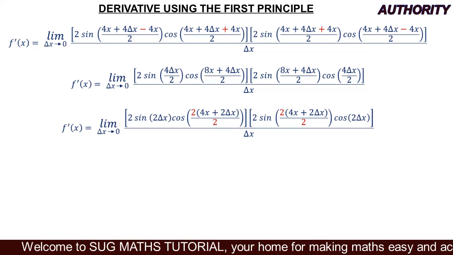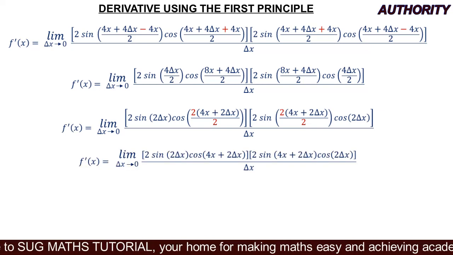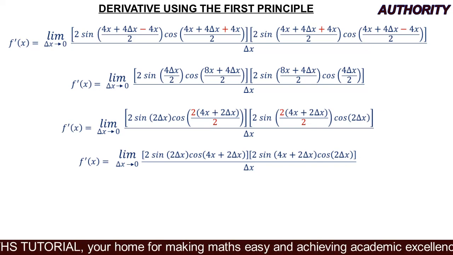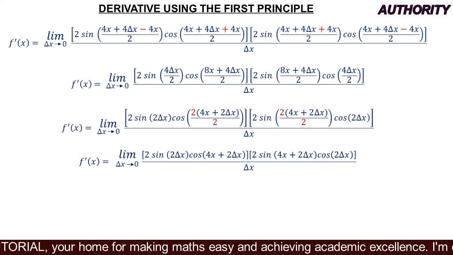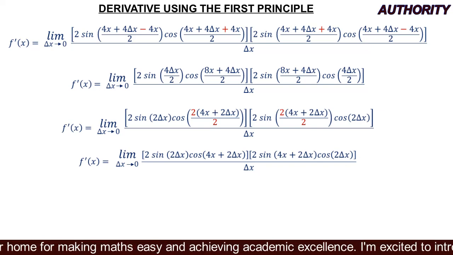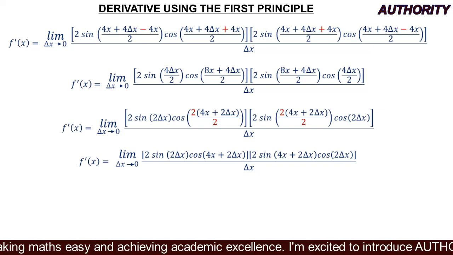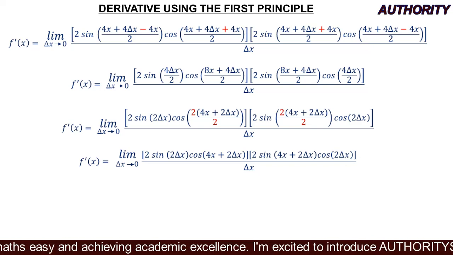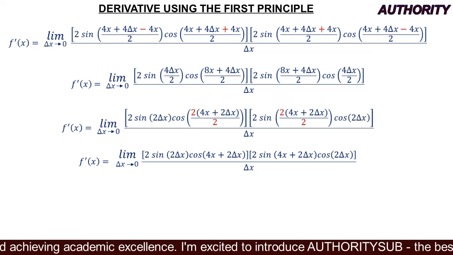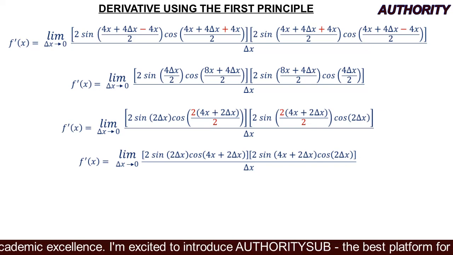After clearing the fraction, we have f prime of x is equal to the limit as change in x approaches 0 of 2 sine 2 change in x multiplied by cos 4x plus 2 change in x, all in bracket, multiplied by the next one, 2 sine 4x plus 2 change in x times cos 2 change in x, all over change in x. Hello, are we together? Yes.